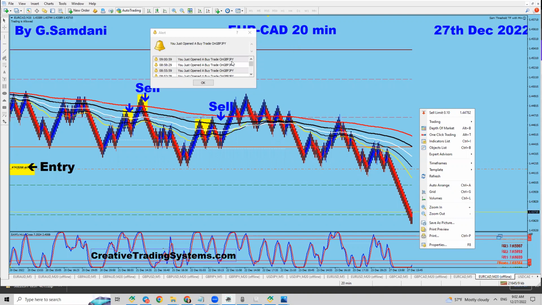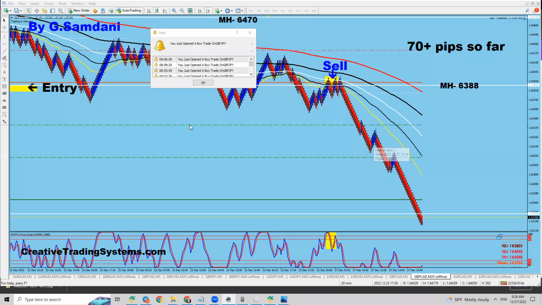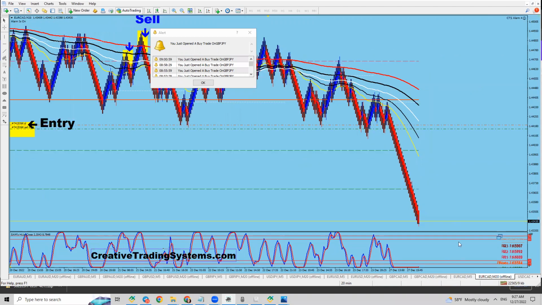Pound yen, let me go see what happened. It's giving me a short setup. See, I told you my pound CAD target is 62.33. That thing came all the way to 62.33 and hit that. I closed here. How many pips did I miss? 100 pips. I could have had that easily, but no worry. This EUR-CAD is giving me that, and it's going down now.